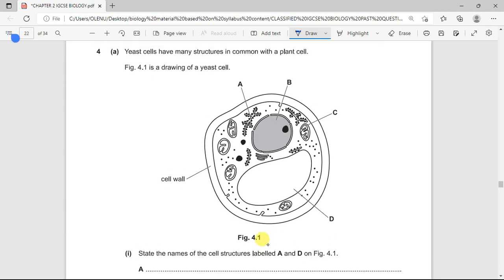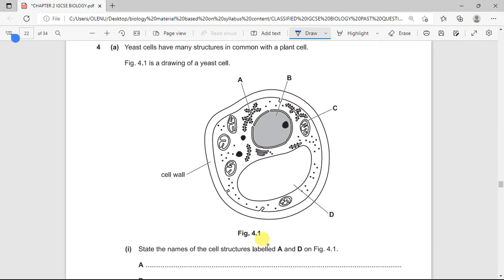Now, yeast cells have many structures in common with a plant cell. Okay, figure 4.1 is a drawing of a yeast cell. So if this is it, then you know your B. I always advise you label them first. It's your nucleus. Your C here is the mitochondrion. D is the vacuole. Cell wall. Okay, my A here is my area, rough endoplasmic reticulum.